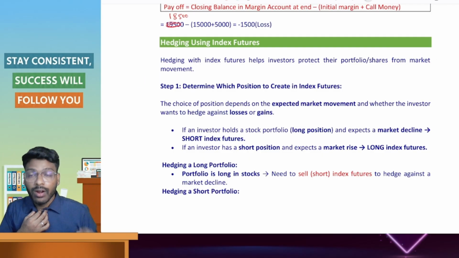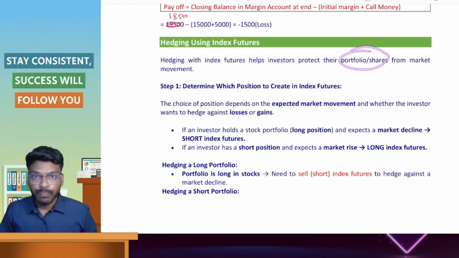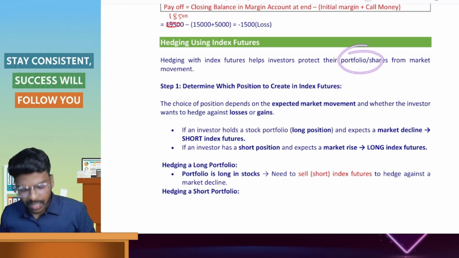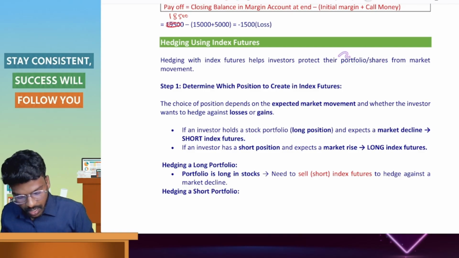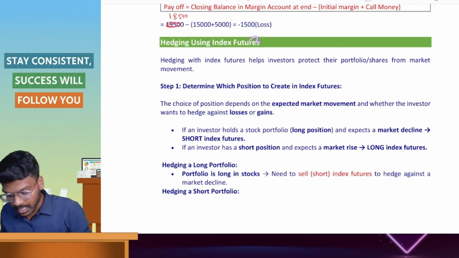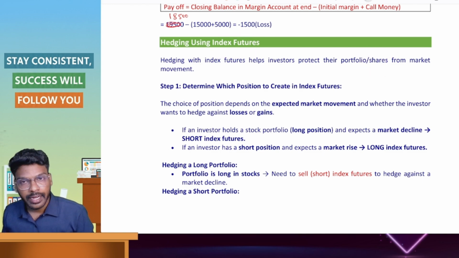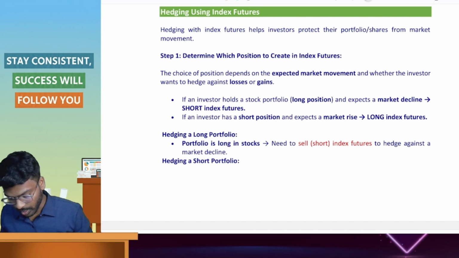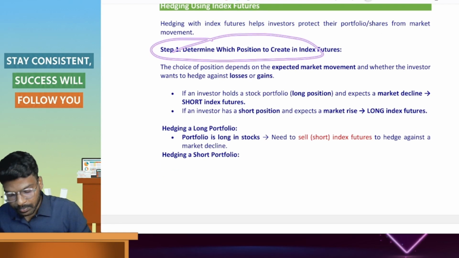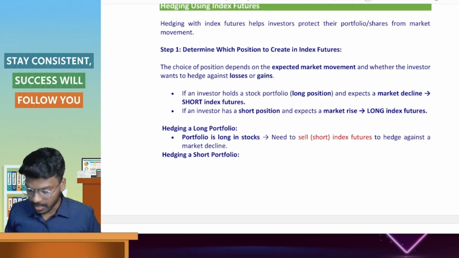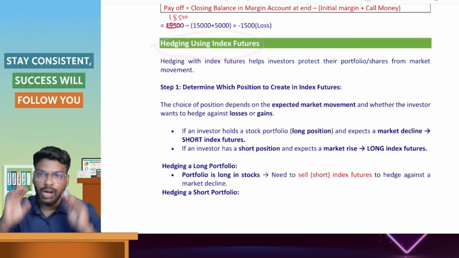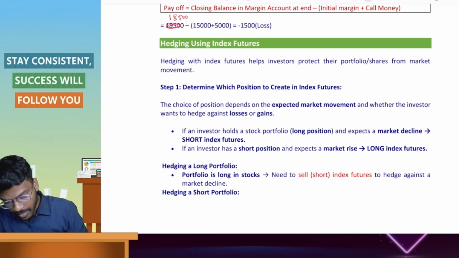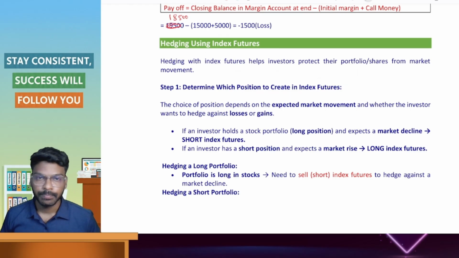Okay, I am already holding a portfolio of shares. If I have a portfolio, I can invest in an index future. If I have shares, I can also invest in an index future to protect myself from getting a loss in case of future price movements. Okay, there are steps to compute the hedging. What you have to do? First, we have to determine which position to create in the index future.